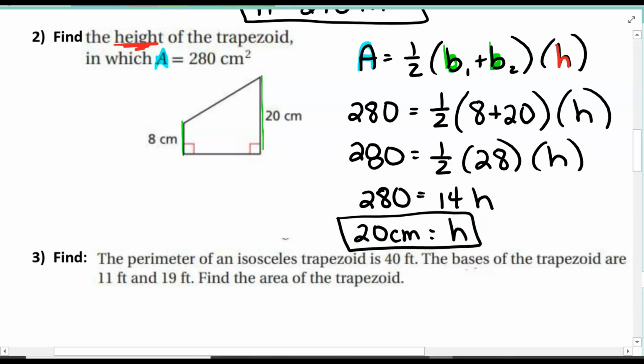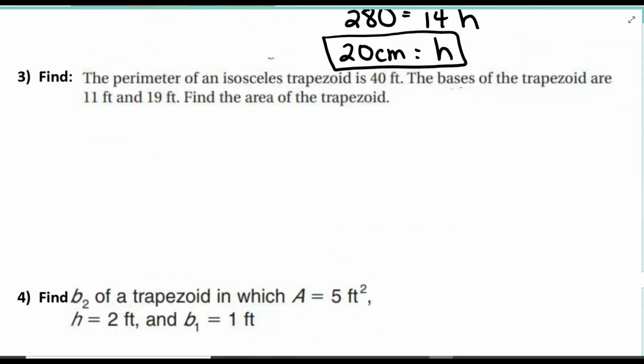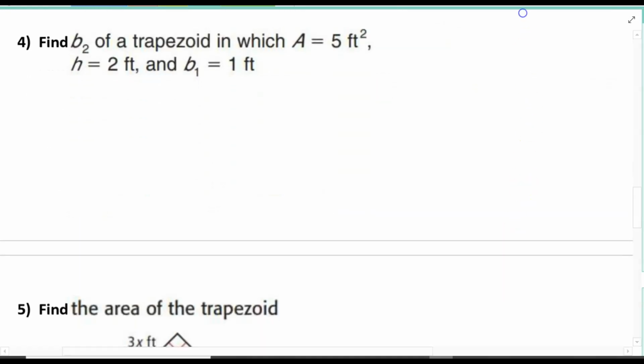Number 3, for the on-levels, I know you did not have to do that question. For my honors kiddos, check for the second video that you're going to see posted. That's going to give you the answer for number 3. So I'm moving on to number 4 for now.